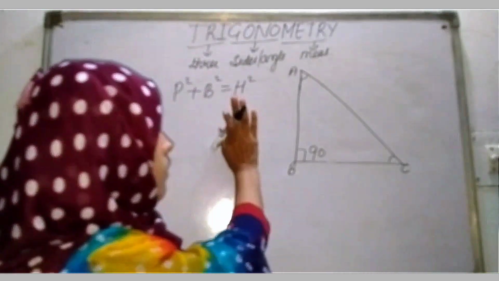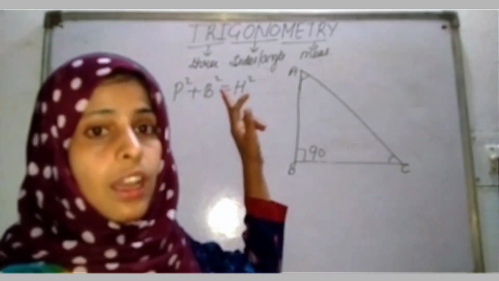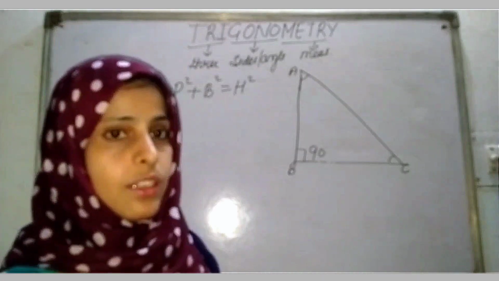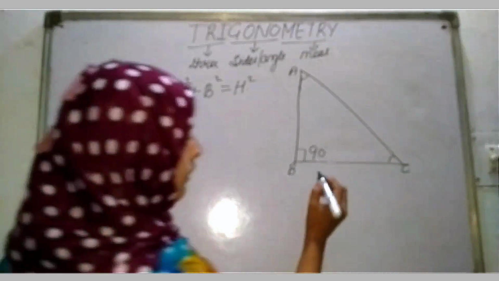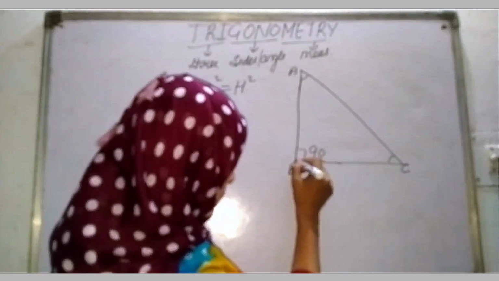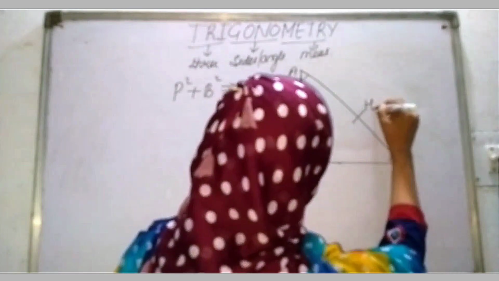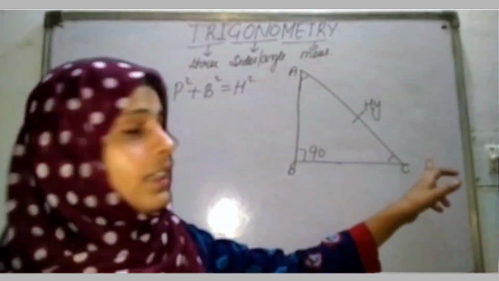Now what is the hypotenuse in a right angle triangle? What side will be the hypotenuse? The hypotenuse is the side opposite to the right angle. Here the right angle is the angle B, and its opposite side is this, so it will be the hypotenuse. So the hypotenuse will be C.